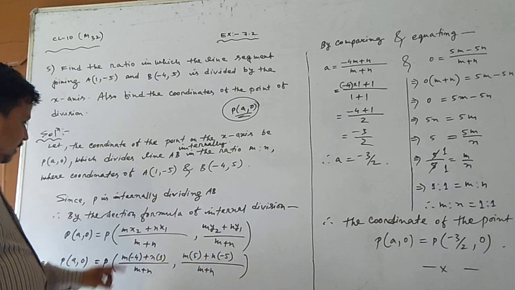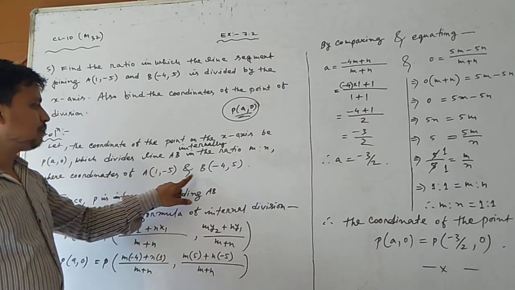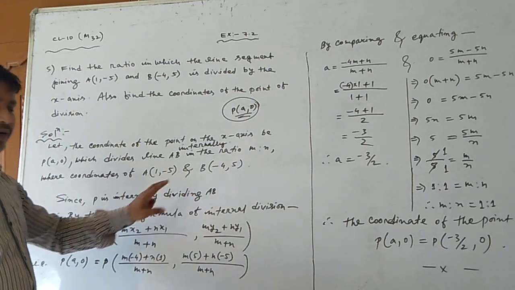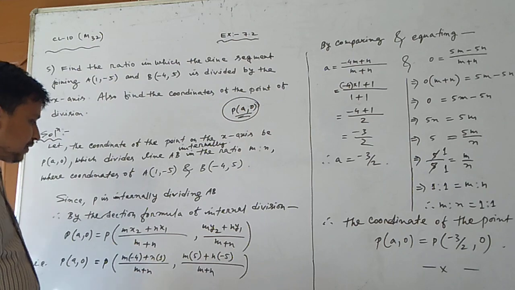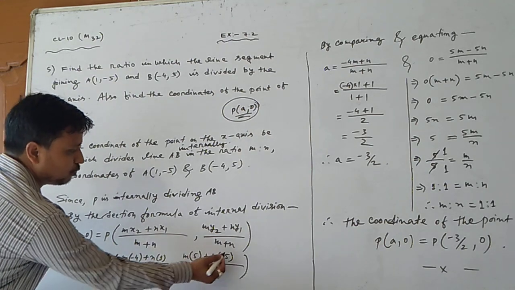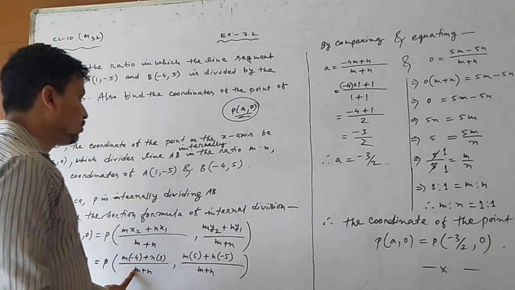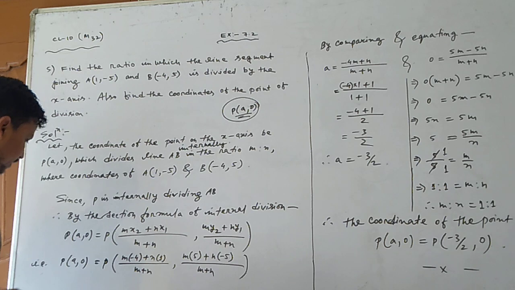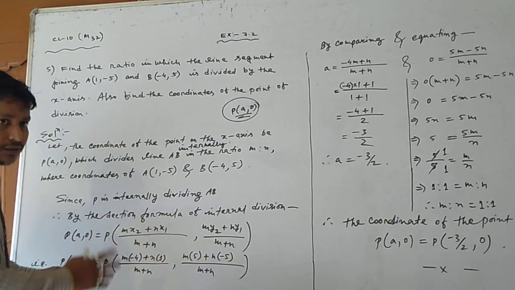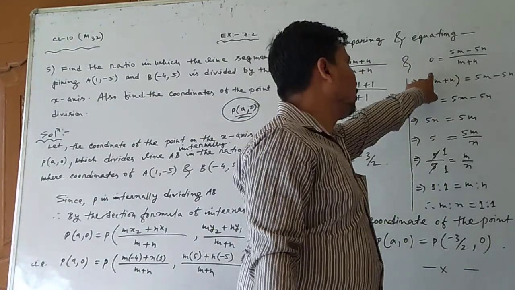Then from the coordinates of A and B, A is (x1, y1) and B is (x2, y2), you write down the x1, x2, y1, y2 values in the formula. After that you just do the calculation by comparing and equating. That means x value equals x value, y value equals y value. That is called comparing and equating.